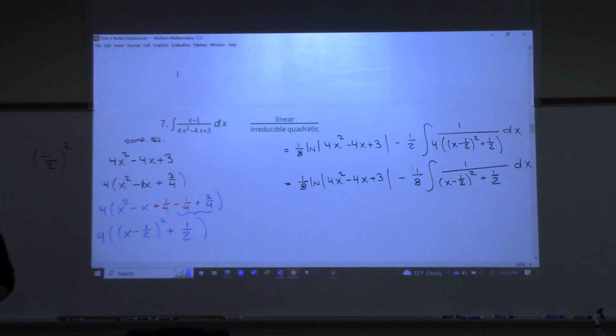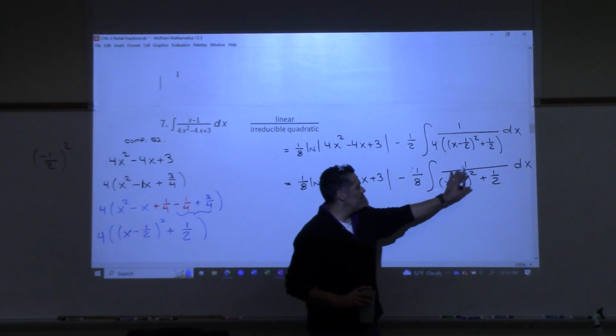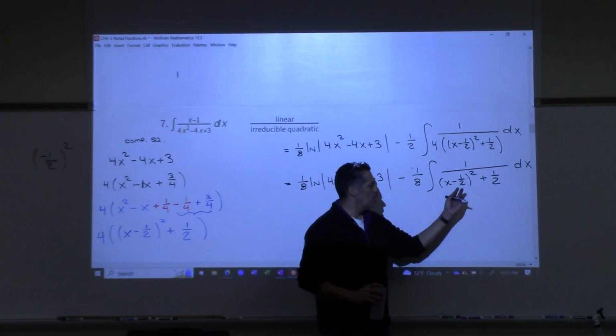Formula 17. If you did a quick U sub, we wouldn't have to scale, would we? Because the U sub we would make would be x minus a half, and that has a 1 in front of the x, so you wouldn't have to scale. Does everyone see it? Formula 17, where this is the U.